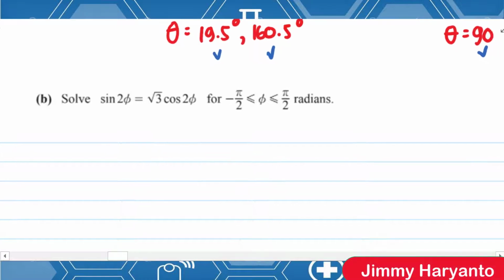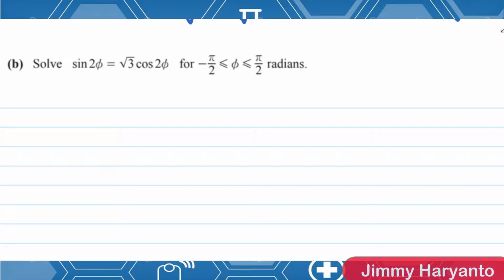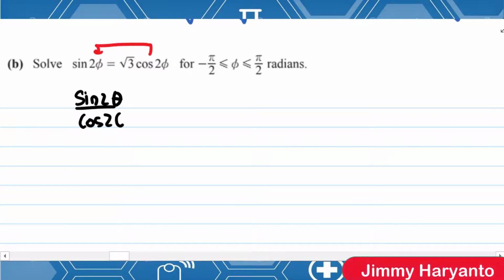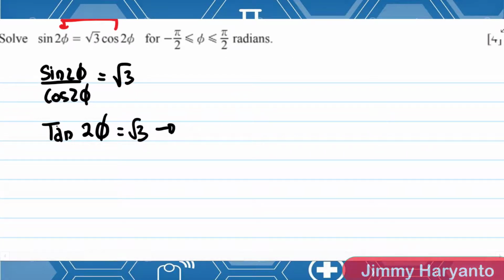Next is B. Solve sine 2 theta equals to square root of 3 cos 2 theta. For this one, we can move this cos to the left side, so it will be sine 2 theta over cos 2 theta equals to square root of 3. And therefore you will have tan 2 theta equals to square root of 3. After that you can use your calculator and then you will get the basic angle. The basic angle will be 60 degree.